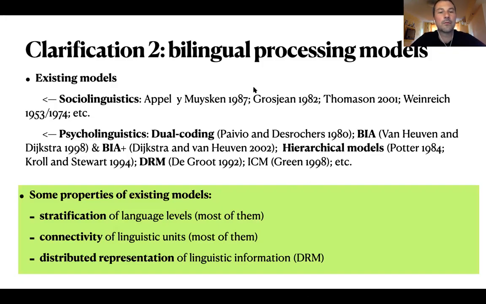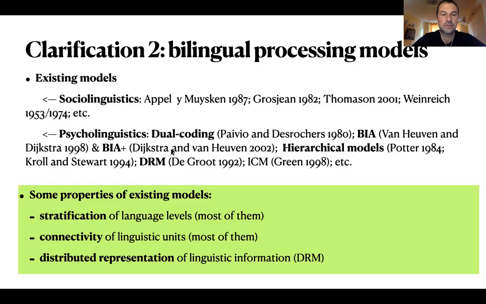As far as bilingual processing models are concerned, there are several existing models, mainly coming from sociolinguistic and psycholinguistic research. I won't go into too many details now. There are well-known models. What I really realized is that these models rely on certain properties, on one or two properties, to have explanatory capabilities.